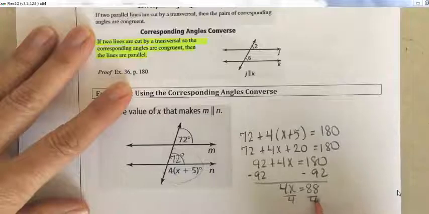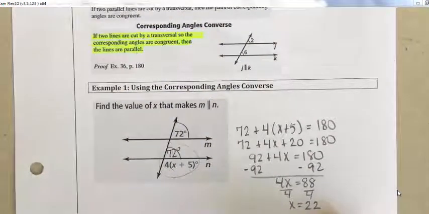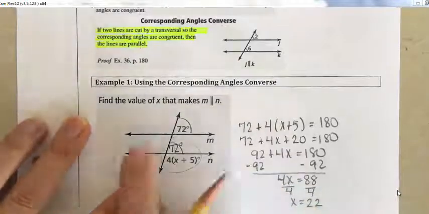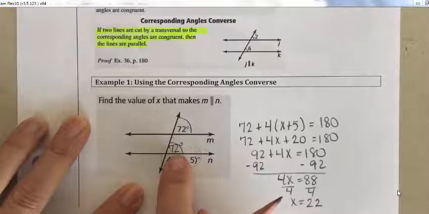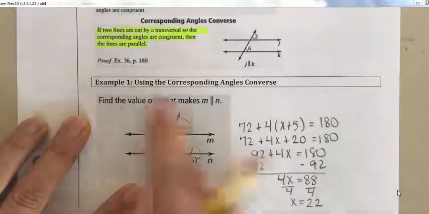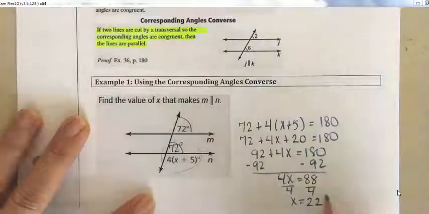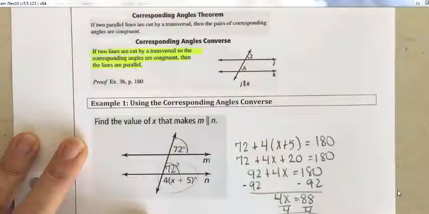Divide by 4. I get x equals 22. And so in order for m to be parallel to n, that's what x is going to have to equal, right? And I did that using corresponding angles, but it didn't ask me to explain that. Okay. Or really, I used the corresponding angles converse.